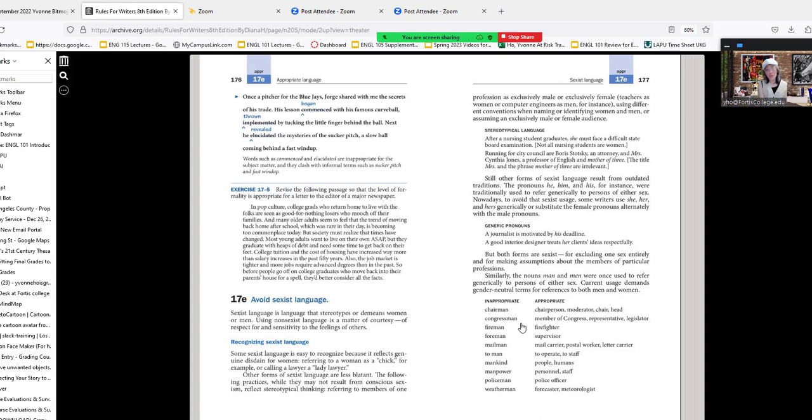So instead of saying chairman, you would say chairperson. Instead of saying congressman, you would say member of Congress. Instead of saying fireman, you say firefighter. Instead of saying foreman, you say supervisor. And instead of saying mailman, you say mail carrier, postal worker, or letter carrier.